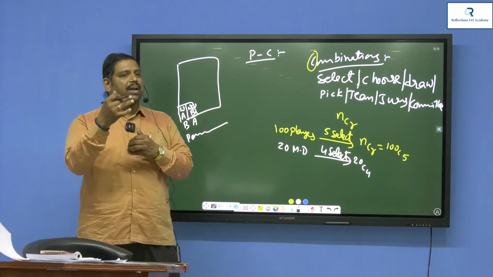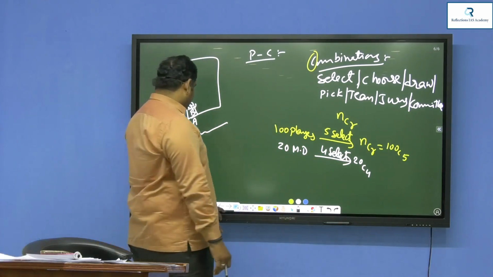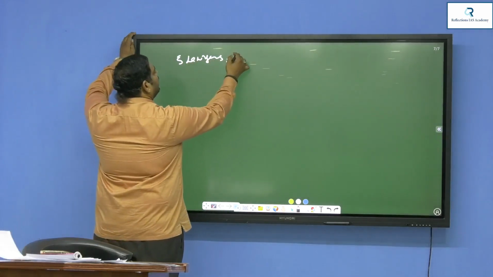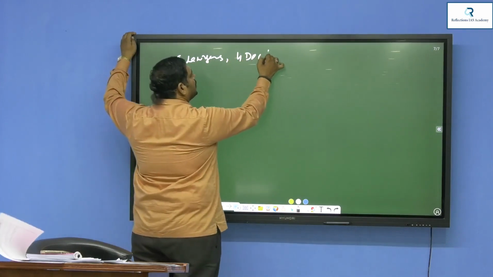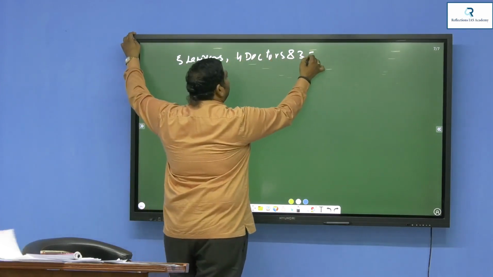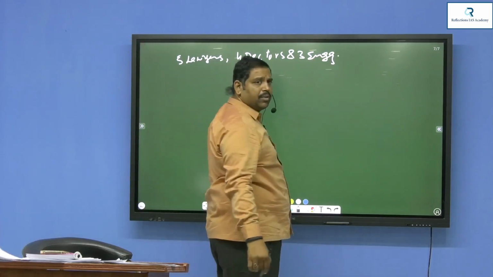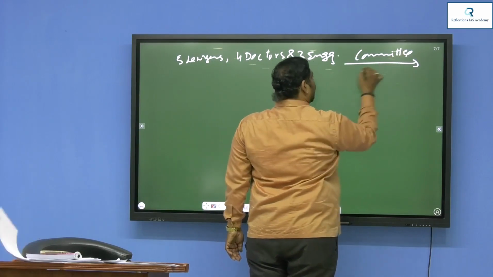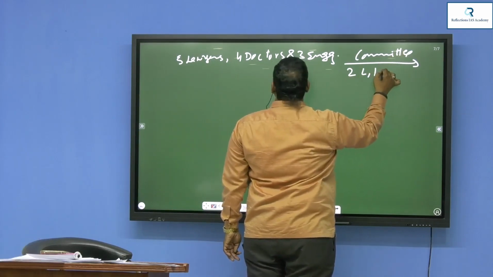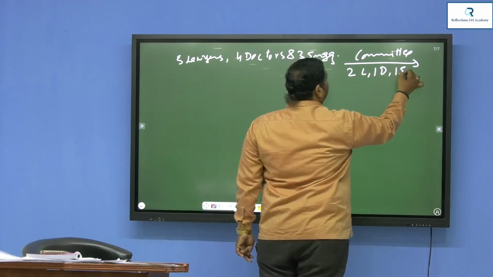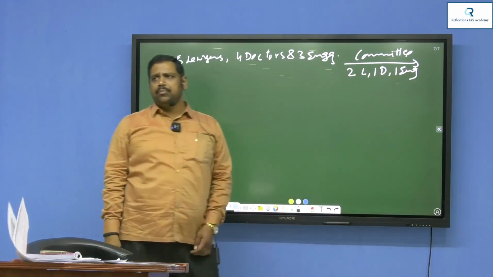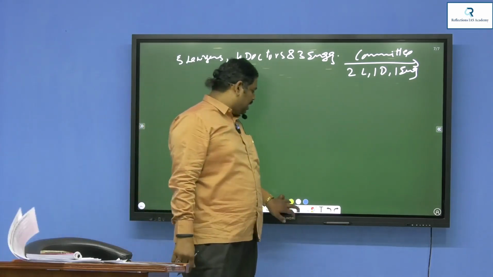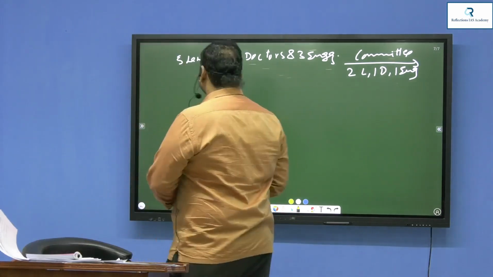Sir, shall we go one step ahead? Good. The one step ahead is, I have 5 lawyers, 4 doctors and 3 engineers. I want to form a committee consisting of 2 lawyers, 1 doctor and 1 engineer. How many ways can it be done? Committee means permutation or combination? Combination. Committee is combination. Then what should I think?